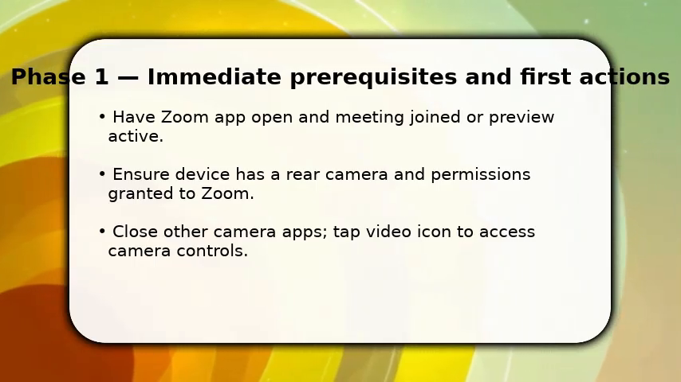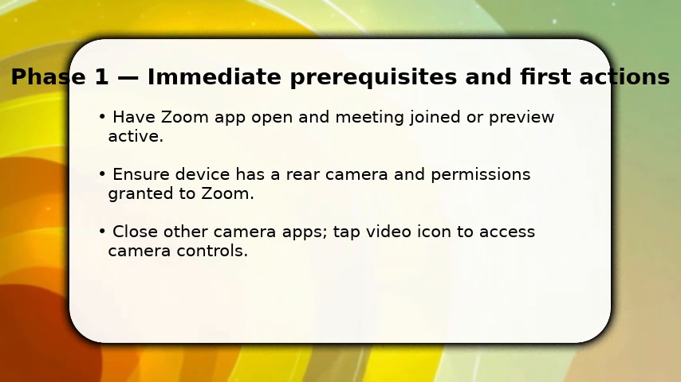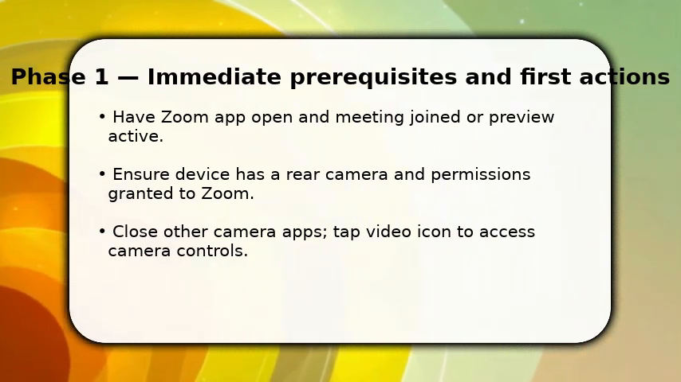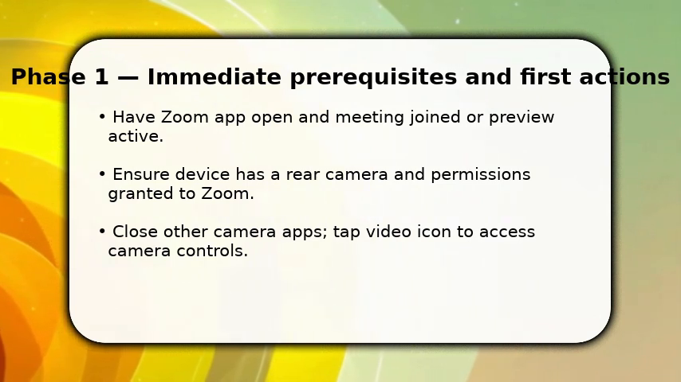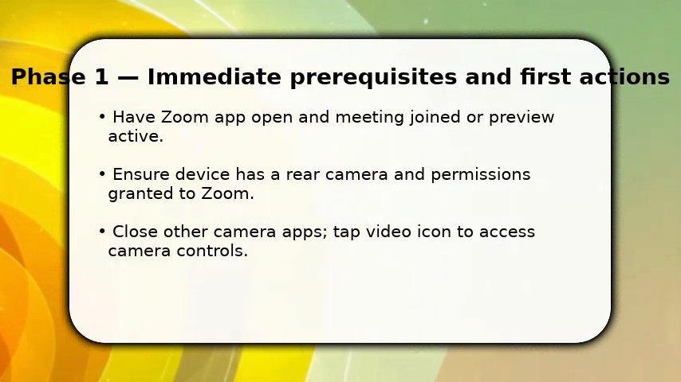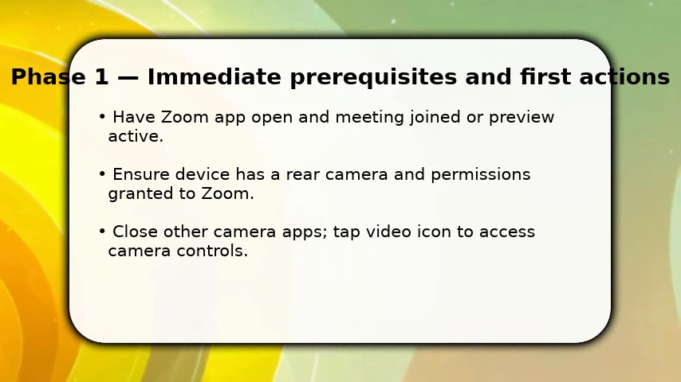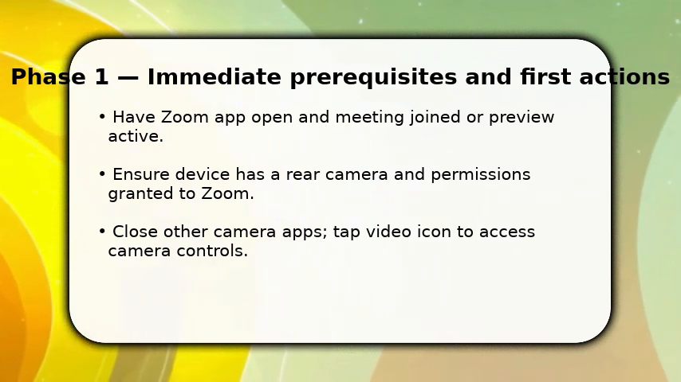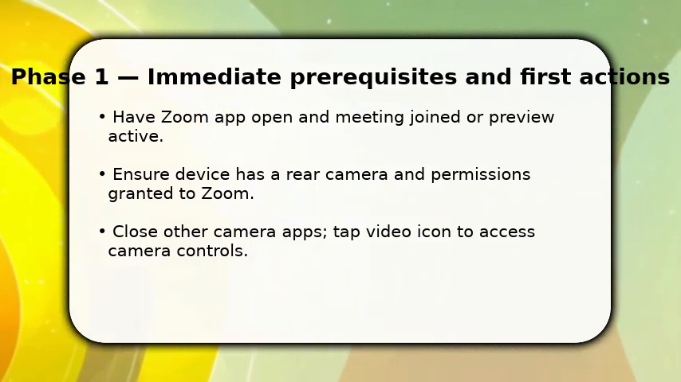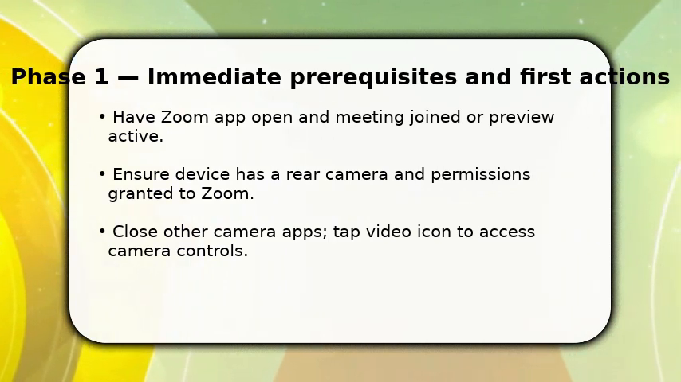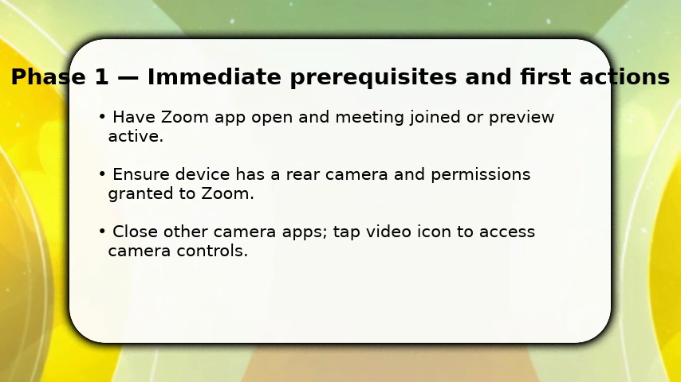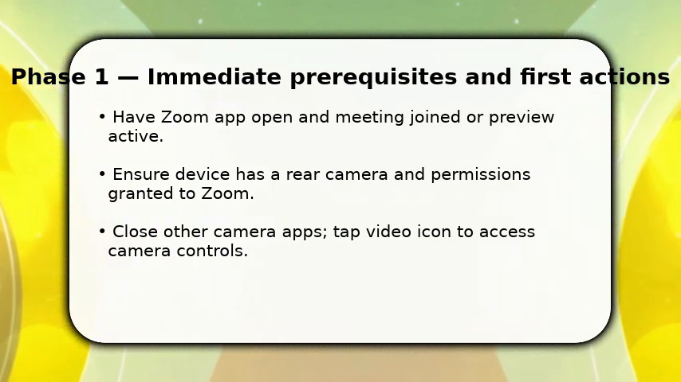You're starting with the meeting already open. First, make sure Zoom has camera permission in your device settings so the app can access the rear lens. Once done, close other camera apps to avoid conflicts, then tap the video icon in Zoom's toolbar. That opens your current camera feed. You'll see a small camera switch or three-dot menu. Follow it now to prepare for switching. This prevents freezes and readies the back camera for the next step.